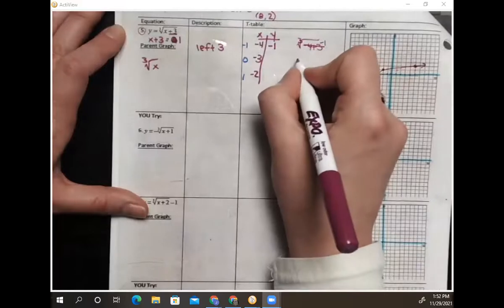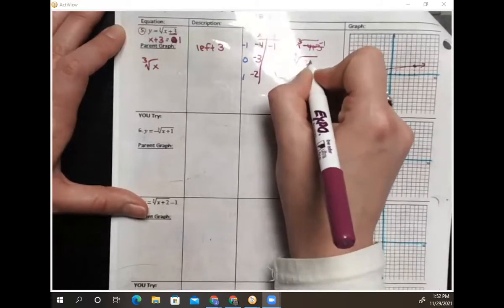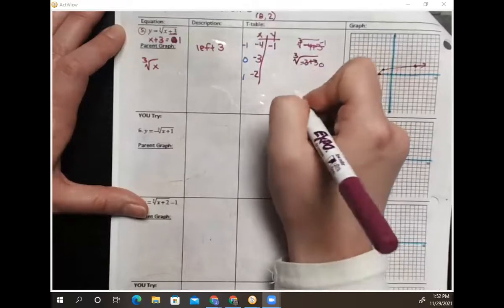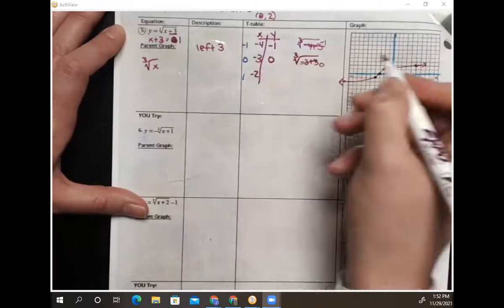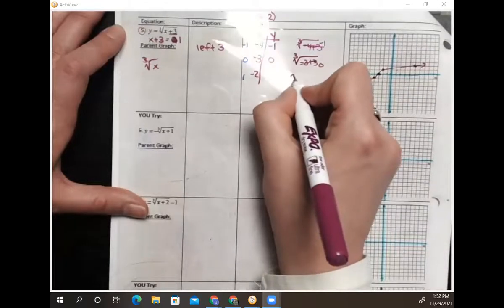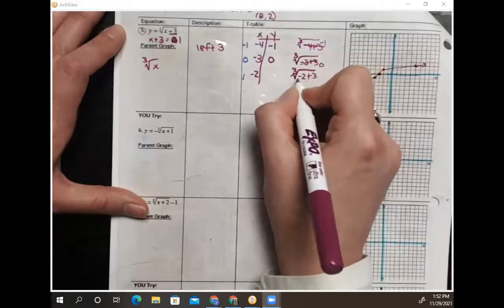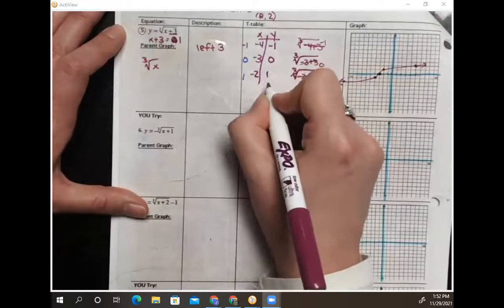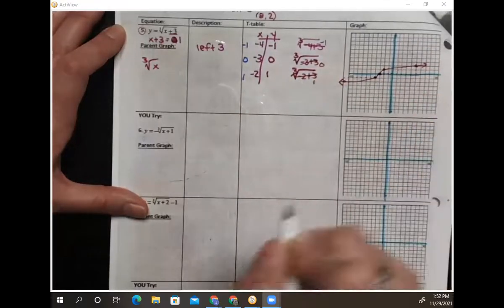There it is. If I plug in negative 3, I have the cube root of negative 3 plus 3. Under the root, when I simplify, I have 0, and the cube root of 0 is 0. So I should have the point negative 3 comma 0 on my graph right there. And then when I plug in negative 2, I have the cube root of negative 2 plus 3. Negative 2 plus 3 would be 1. The cube root of 1 is 1. So I should have the point negative 2 comma 1 on my graph. Negative 2 comma 1. There we go.